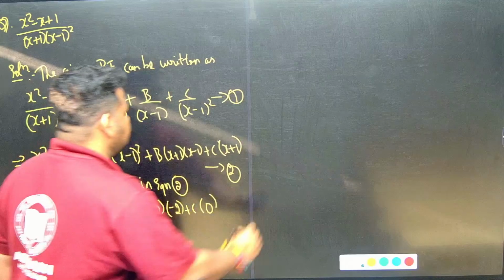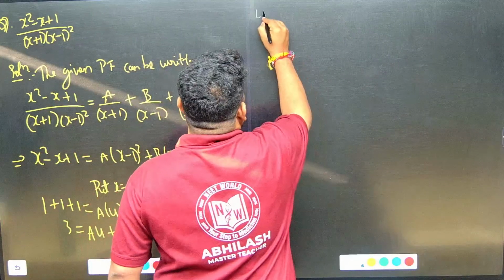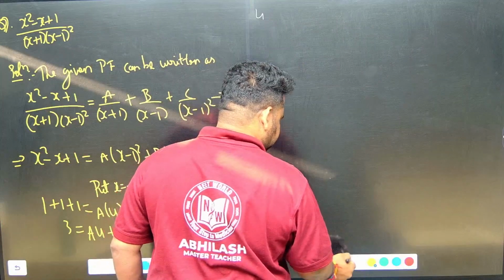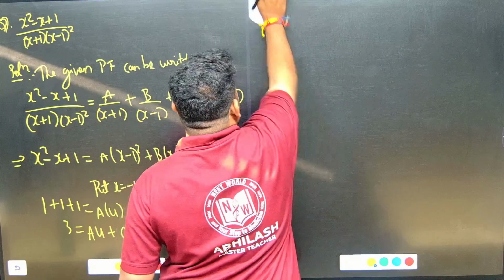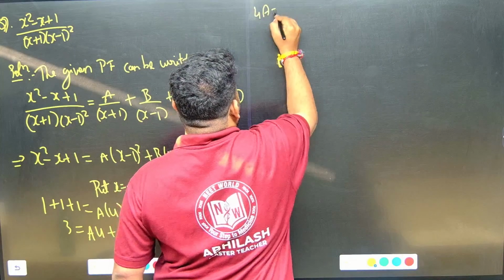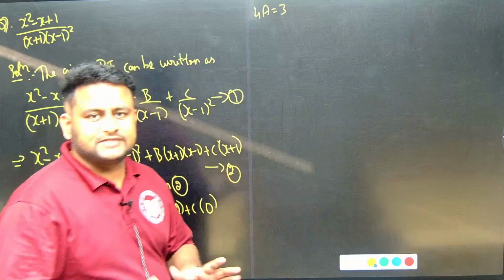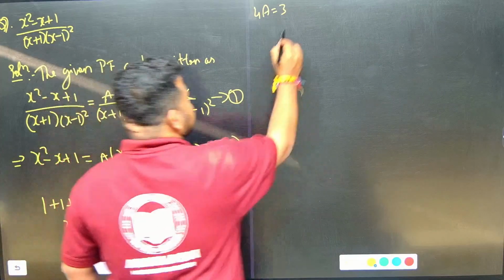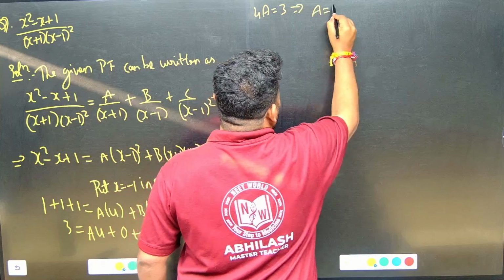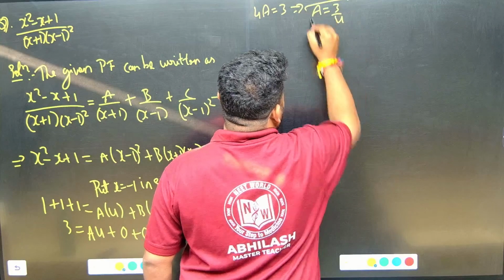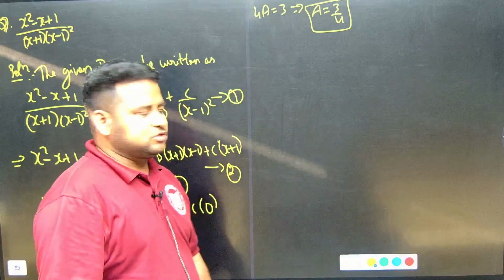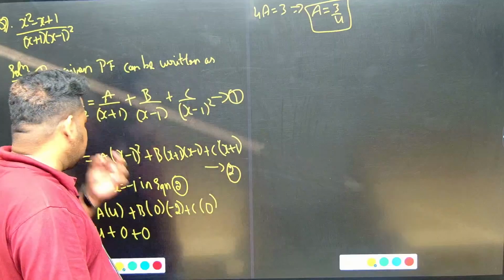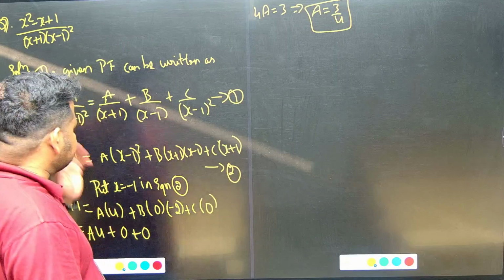So this implies 4 times a is equal to 3. So a is equal to 3 by 4, we got it, friends. Now, what can I do? See, further elimination I can do.